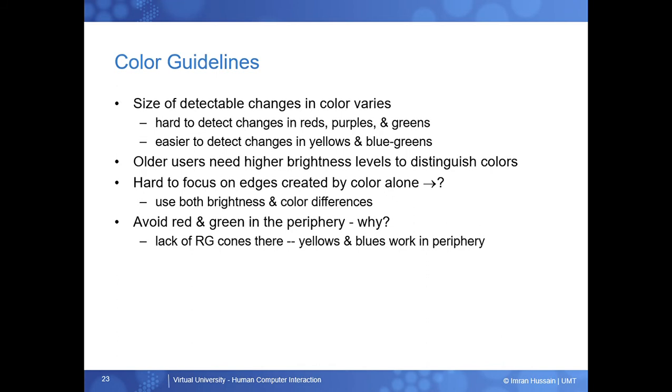Okay, so the size of detectable changes in color varies. It's hard to detect changes in reds, purples, and greens, and it's easier to detect changes in yellows and blue greens. Older users need a higher brightness level to distinguish colors, and it's hard to focus on edges created by color alone, so use both brightness and color differences. Avoid red and green in the periphery. Why? Because of the lack of red-green cones there; yellows and blues work in the periphery.